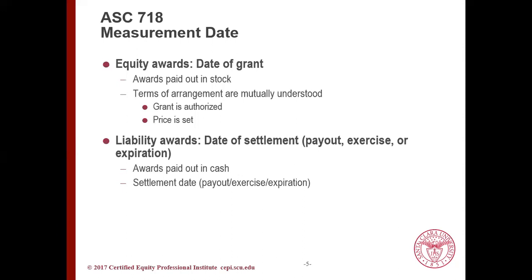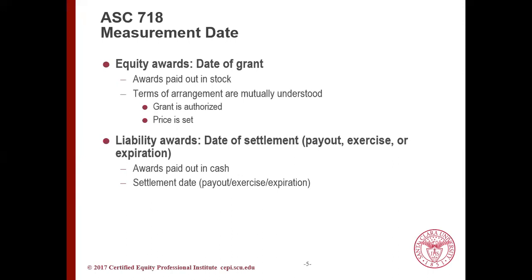So the first thing, if we're going to try to figure out how much an arrangement costs a company, the first thing we have to do is determine when the measurement date is. And the measurement date is just an arbitrary point in time where we're going to basically put a stake in the ground and say, on this day, we are going to determine the cost. And that's going to be our cost going forward, no matter what happens to our stock price, once we have our measurement date, that's our cost.